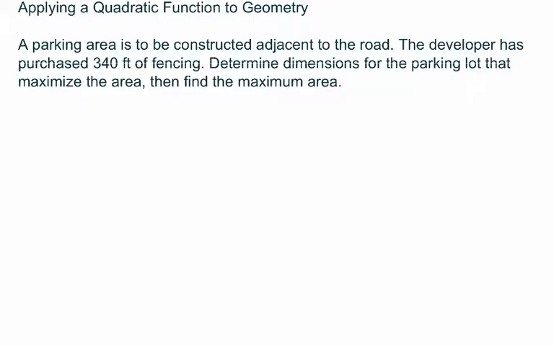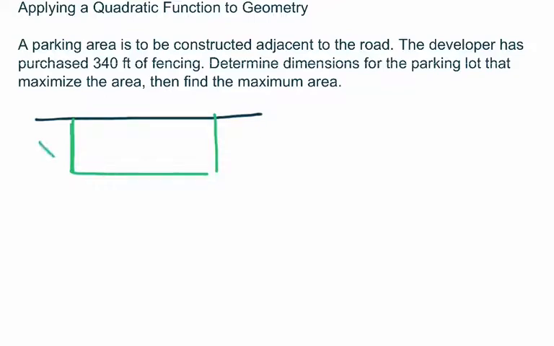Since our parking area is being constructed adjacent to the road, I'll sketch out a line here that represents our roadway, and then the three sides that represent our fencing will look like this. So we'll have our width, x, and we'll have two sides, identical, and then we'll have one length, which is y.